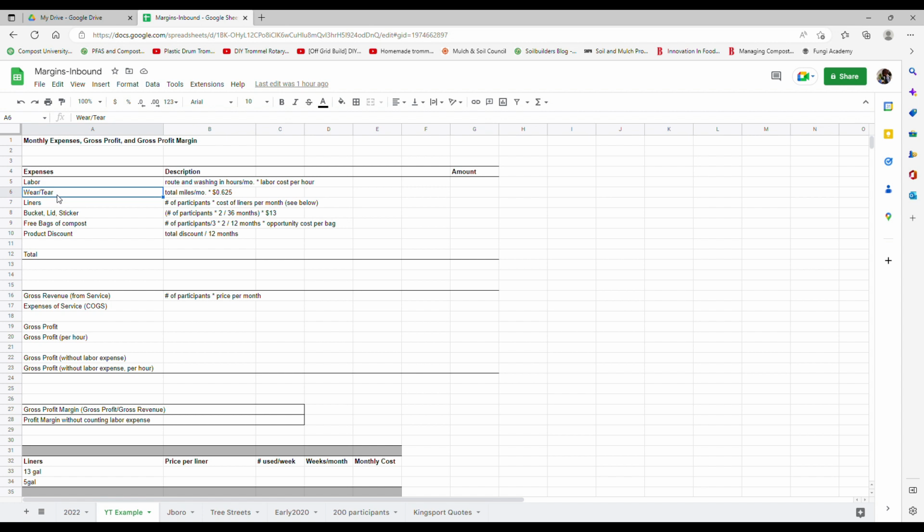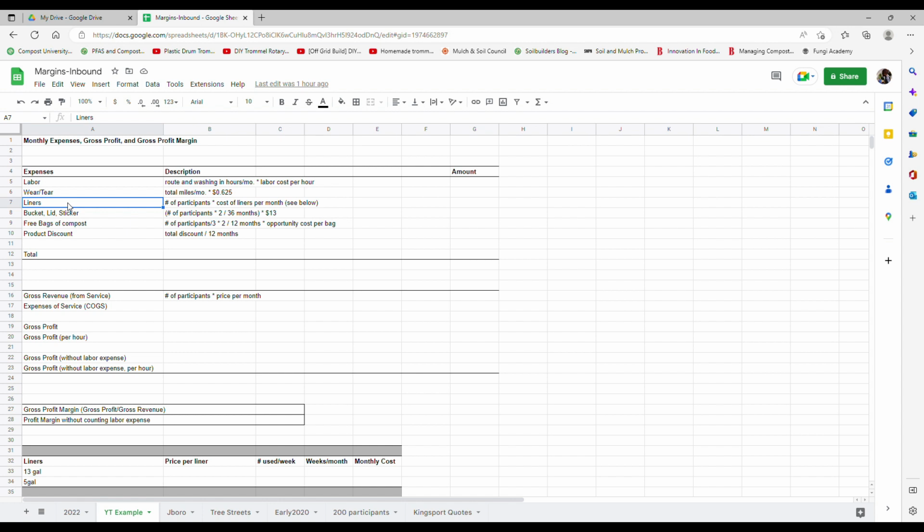Wear and tear on the vehicle. Notice that we don't have fuel, we don't have maintenance, because all of that will be included in wear and tear. This is called the standard mileage rate allowed by the IRS, which currently is 62.5 cents per mile.